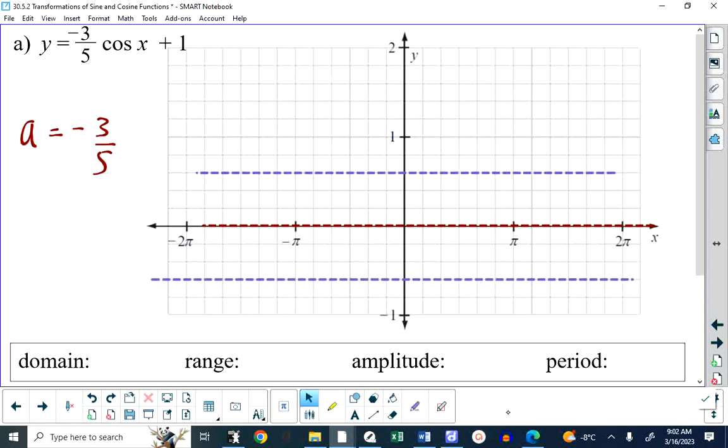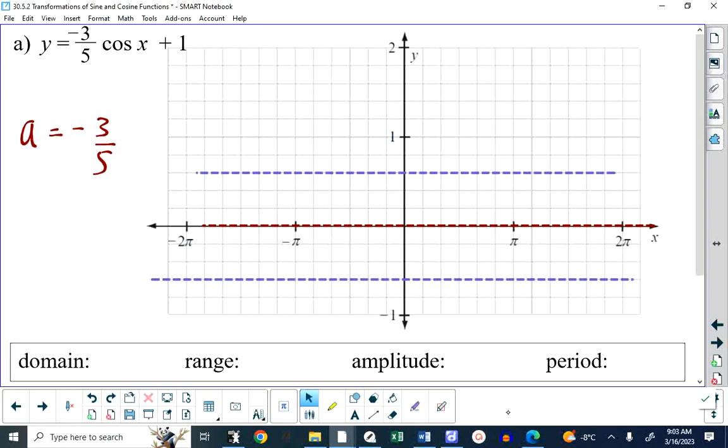Here's the important thing I want you to notice though. Forget about where the maximum is specifically. Because the amplitude is 3/5, the maximum has to be 3/5 above the middle. It has to be 3/5 above the middle. I know the middle is at 0, okay?